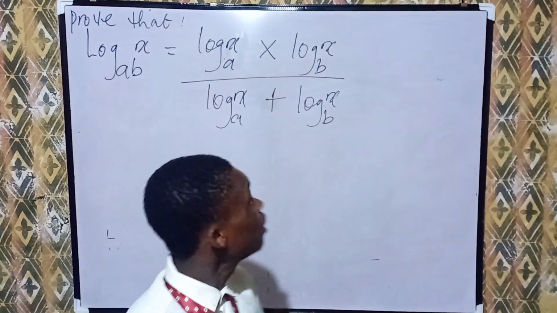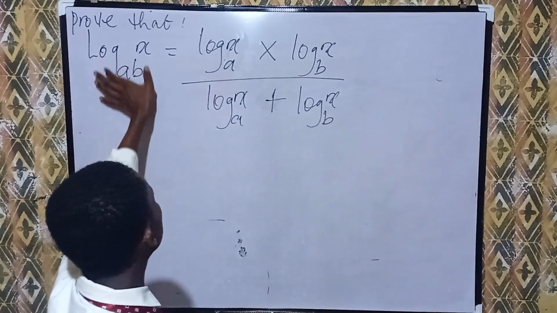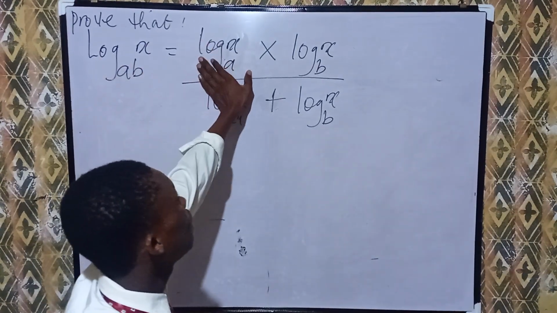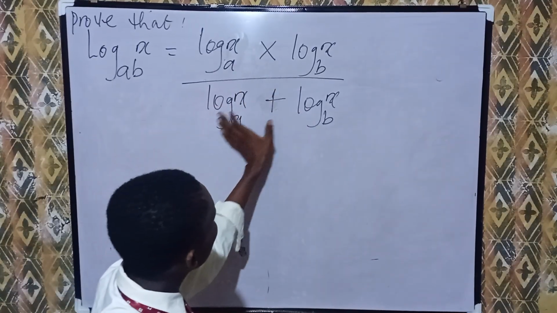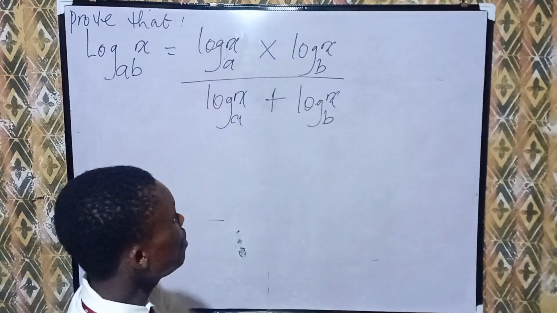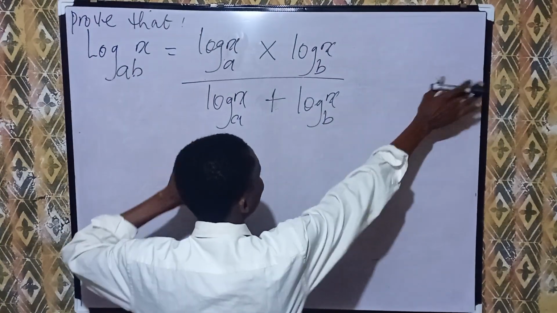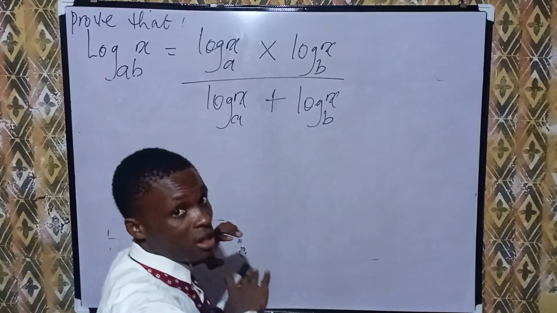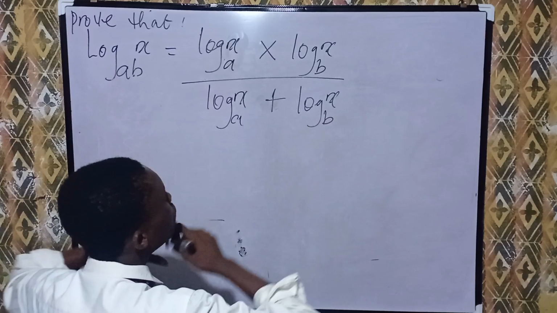Our task today is to prove that this is this. That is, we should prove that log x base ab equals log x base a times log x base b all over log x base a plus log x base b. But clearly you can see that we cannot prove this one to be this one, but we can prove the right hand side to have the left hand side. So from this right hand side, now let's prove.